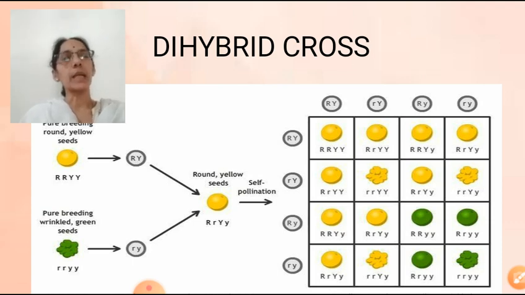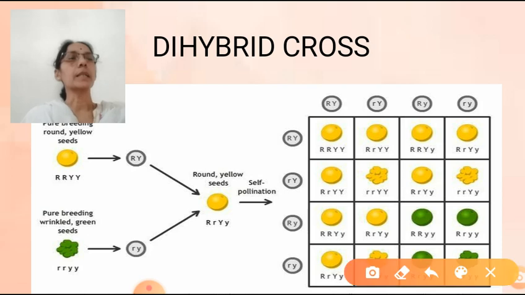In the previous class, we have studied about dihybrid cross. What is a dihybrid cross? It is a cross between two plants that differ in two pairs of character or two pairs of allele. So which plant was selected? Pisum sativum. In this, two characters selected were, one is the shape of the seed, that is round, and the color of the seed, that is yellow.